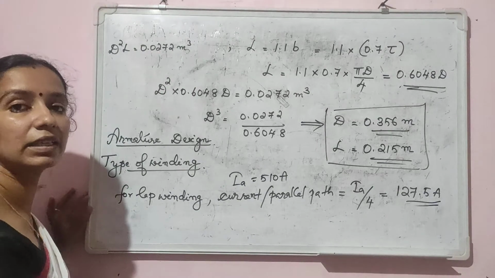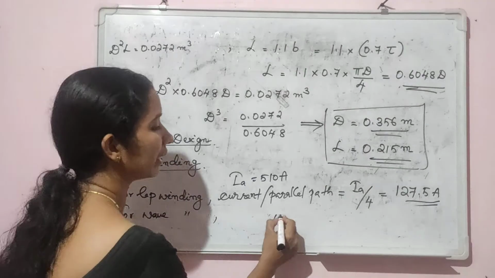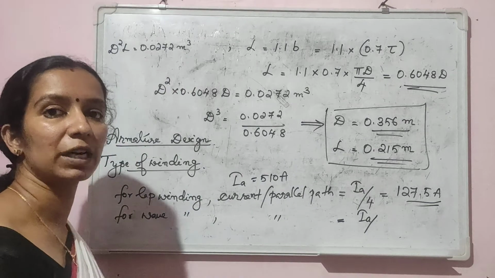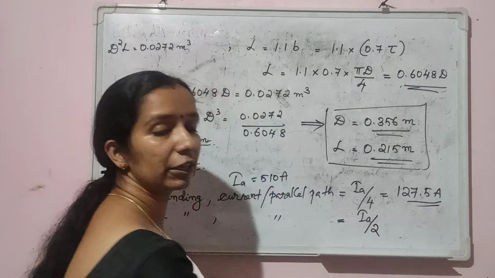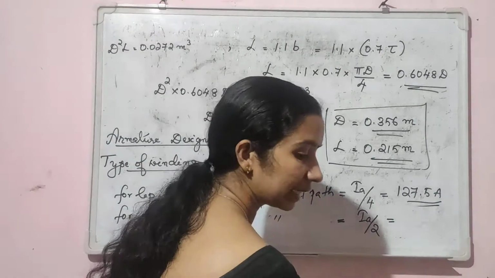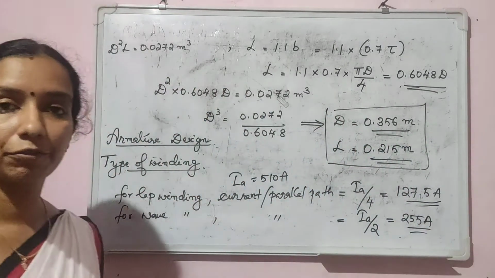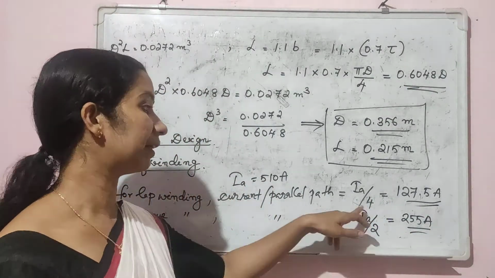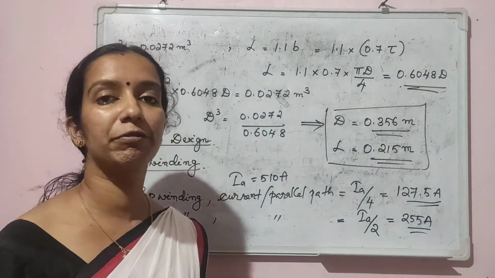And do the same thing in case of a wave winding. For wave winding, the current per parallel path is equal to current divided by the number of parallel paths. In wave winding, the number of parallel paths is always 2. So Ia by 2, and you will get 255 ampere. So if we use a lap winding, current per parallel path is 127.5 ampere, and if we use a wave winding, it is 255 ampere.